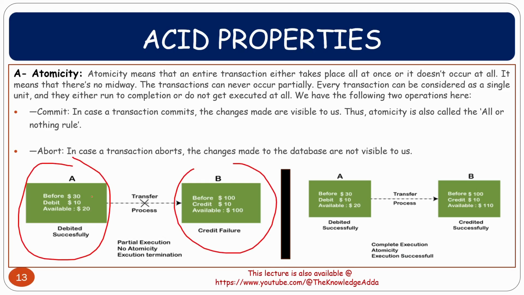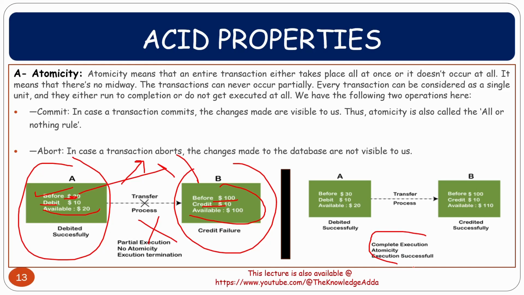Before the transaction, there is $30. Debit 10, left 20. Just transfer. Here you can see before 100, credit 10, but available balance is 100. It means here your credit has failed. So this is not going to happen in a transaction. It should be committed or not committed, because your balance is 20. This is an example of a partial execution. Amount is debited from here but not credited here.